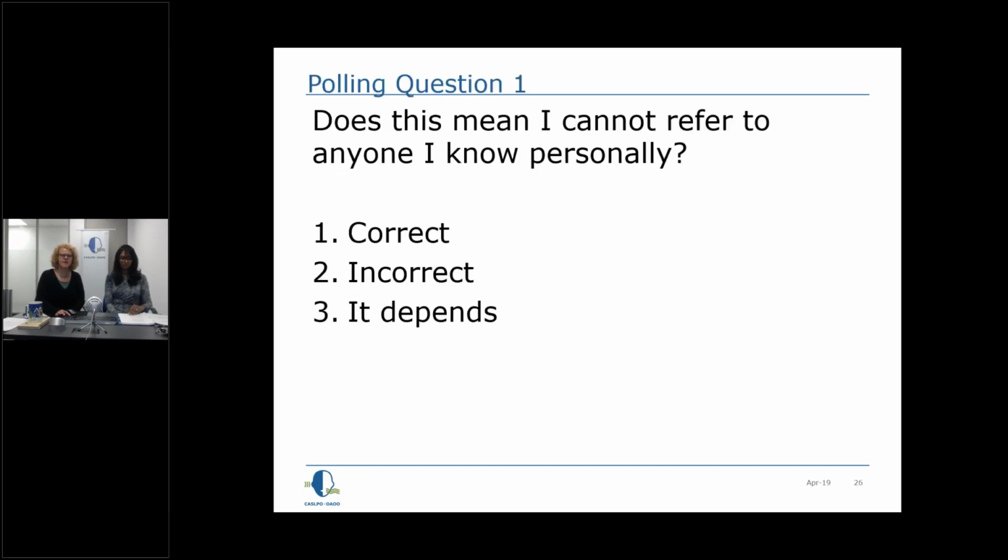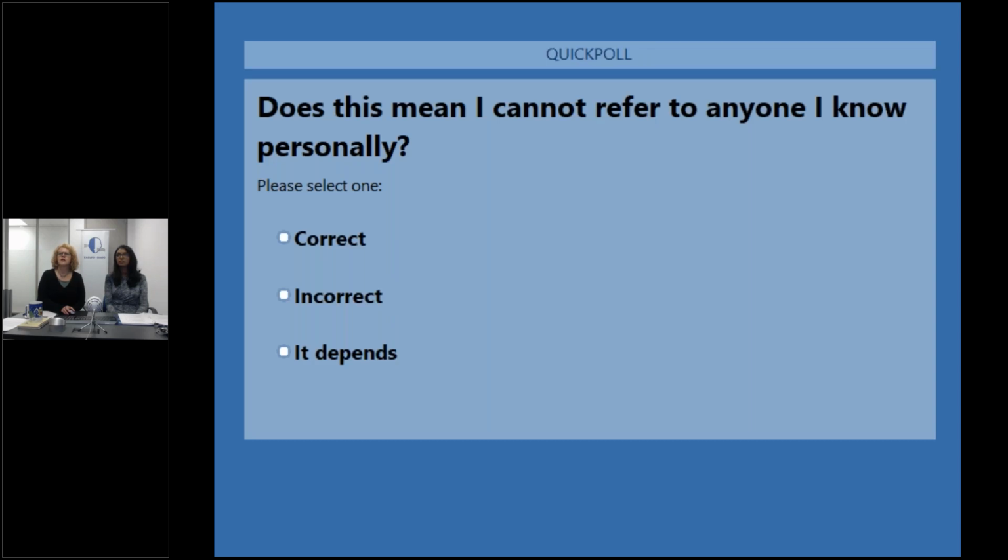Okay, so this is our first polling question. And bear with me, I'm just going to get us set up. But does this mean I cannot refer to anyone I know personally? So your choices are correct, incorrect, or it depends. And I'm going to open the poll, and you should see it appear on your screen in just one moment. Okay, so you should see it on your screen. I'll give you a minute or two to weigh in.